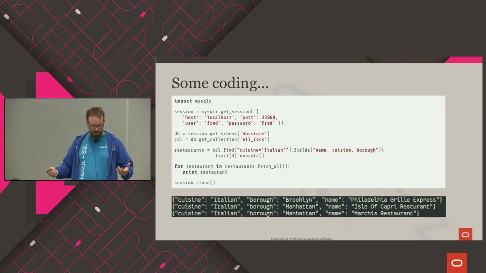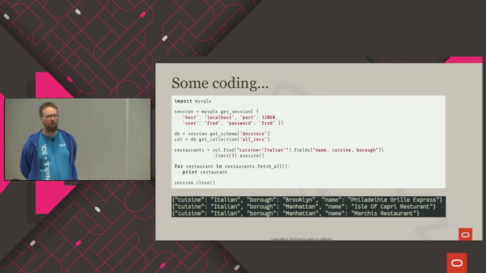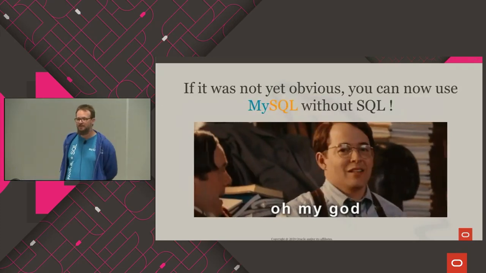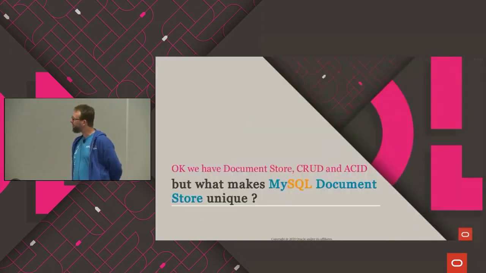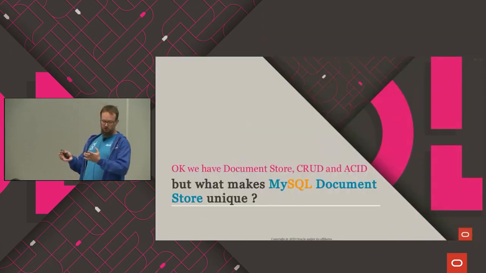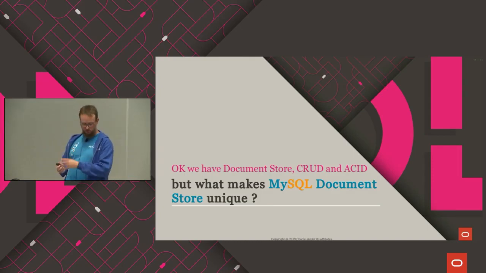So this was Python, and I was able to retrieve data out of MySQL without one single line of SQL. So you can now use the MySQL document store completely without SQL. So we have the document store, we have CRUD, we have ACID, I will show you after.